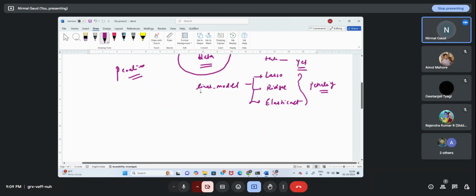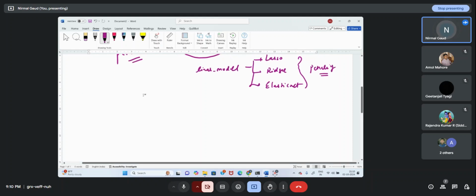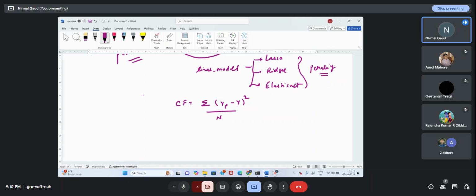How? Where to give the penalty? We have to give the penalty into that equation from where we started the derivation for linear regression. You started the derivation of linear regression from here, cost function equal to summation of (yp minus y) whole square by n. This was your cost function. You have done the derivation from this cost function only for linear regression. From here only you started.